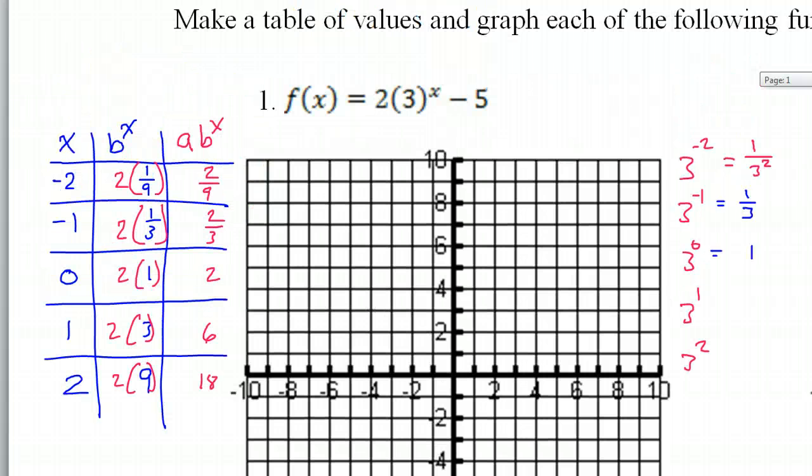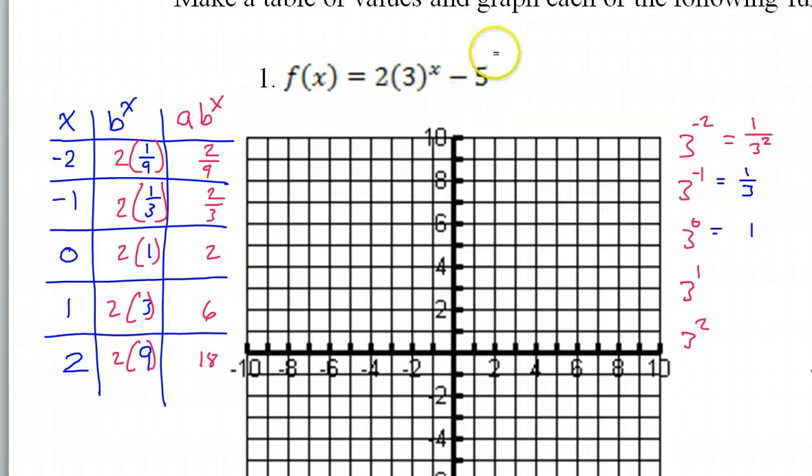Now, what we have not done yet was we haven't done anything with the -5, and we'll do that later. But we will go ahead and graph this third column. So at -2, we're up 2/9. So 2/9 is just barely off the ground, so it's almost on the line. And okay, at -1 we're at 2/3, so that's 2/3 of the way up a square. At 0 we're at 2, and then at 1 we're at 6, and then at 2 we're at 18, which is way up here somewhere.